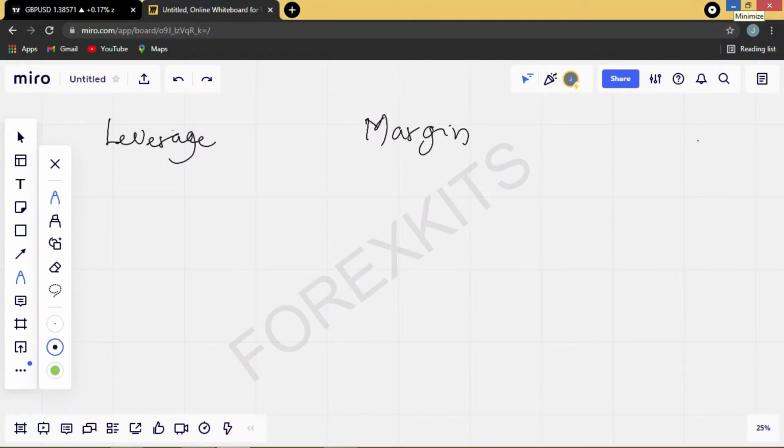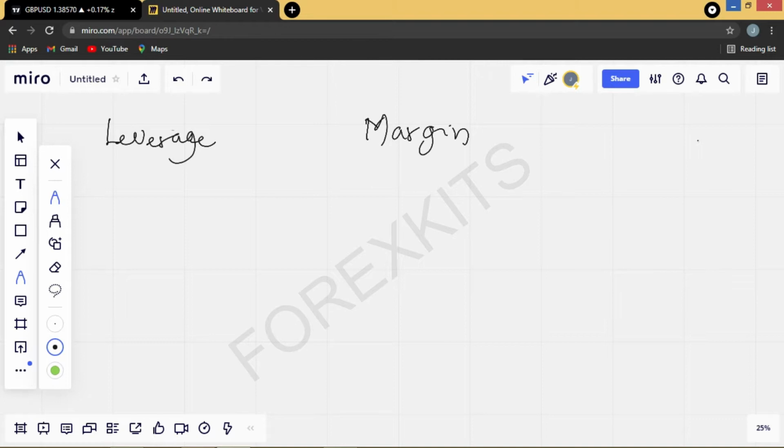Hello guys, so let's consider leverage and margins. In foreign exchange, these terms are really important. First, I'll start off by reminding you guys that you do not have to put too much time into understanding how this works. While it's important, while it's simple, your trading platform does this automatically for you.